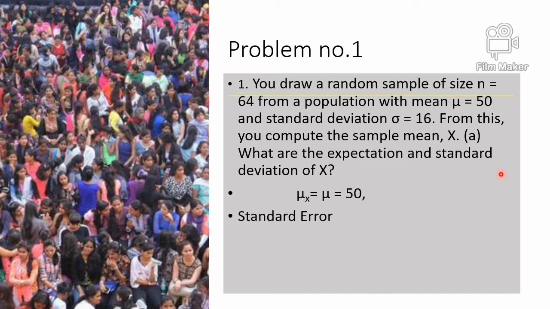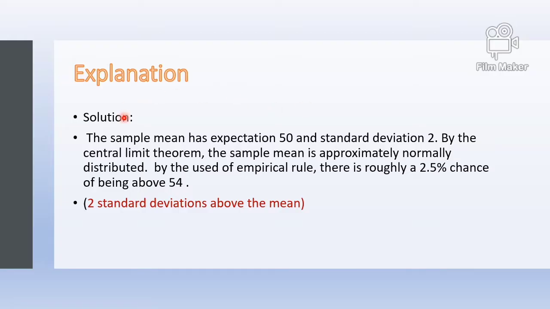And then followed by the standard deviation, or the standard error. The standard deviation of the mean is equal to the standard deviation divided by the square root of n. Our standard deviation is 16, and our n is 64. So we have the answer: the standard error, or the standard deviation of the mean, is 2. So look at the sample. The sample mean has expectation of 50 and a standard deviation of 2.